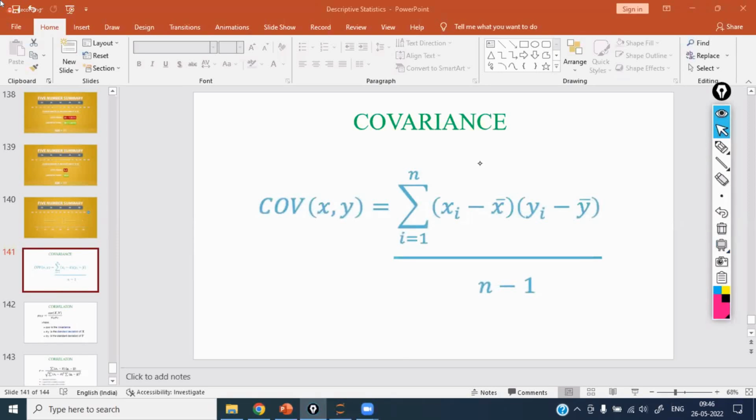For the interview, we need to remember the formulas. Some people will ask, some people will not. Some people will ask only what is the importance of covariance. Some people will ask with respect to the formula.